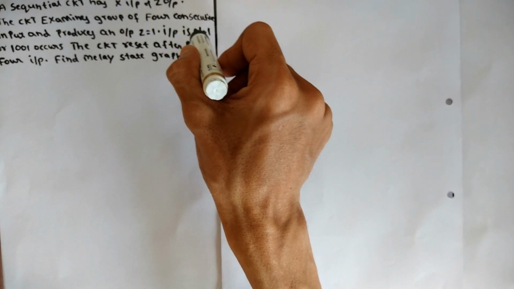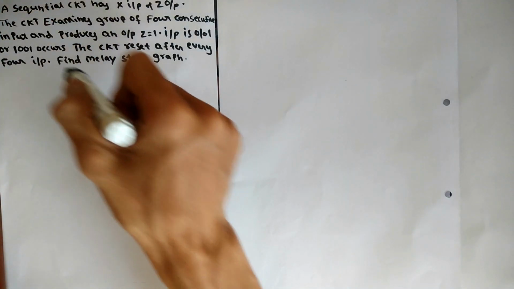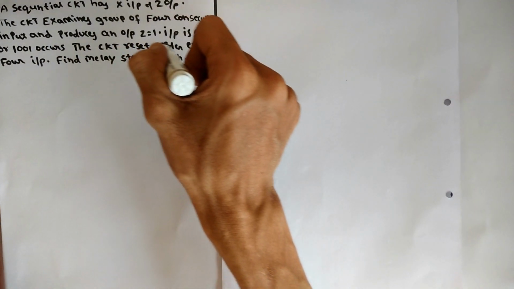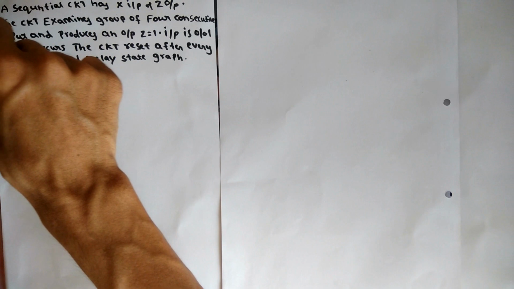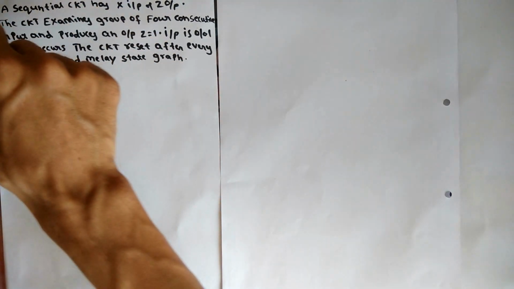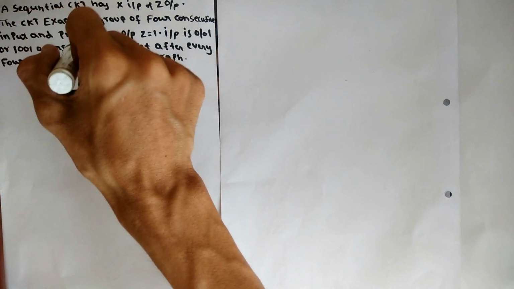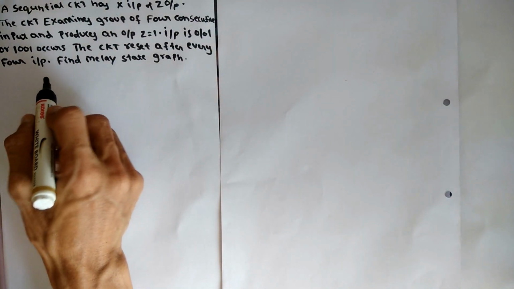the input is 0 1 0 1. So 0 1 0 1 is one sequence, and the other one is 1 0 0 1. The circuit resets after every 4 inputs. So after every 4 inputs we have to go to the reset state and start once again. Previously we went with the continuous approach, but here we have to go with the reset. Find the MEALY state graph. So how can we do this?